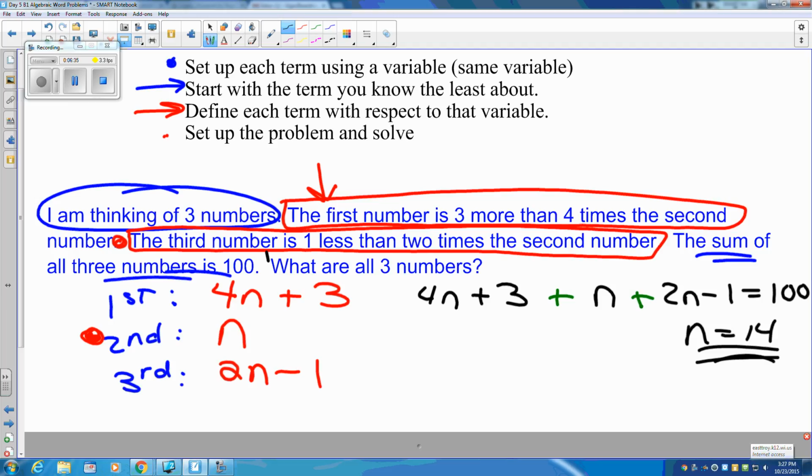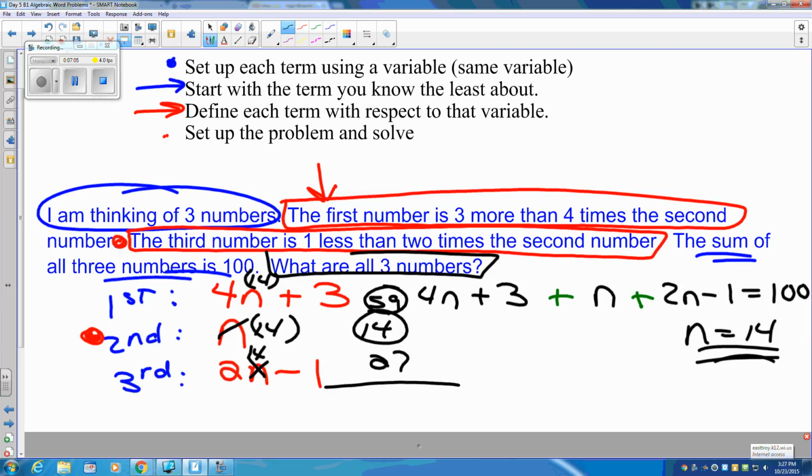My question wants to know, what are my 3 numbers? I take that n and plug it into all 3 of my numbers. So the first one would be 4 times 14 plus 3. Well, 4 times 14 is 56, plus 3 is 59. And the second number is just n, that's just 14. My third one is 2 times 14, which is 28, minus 1 is 27.